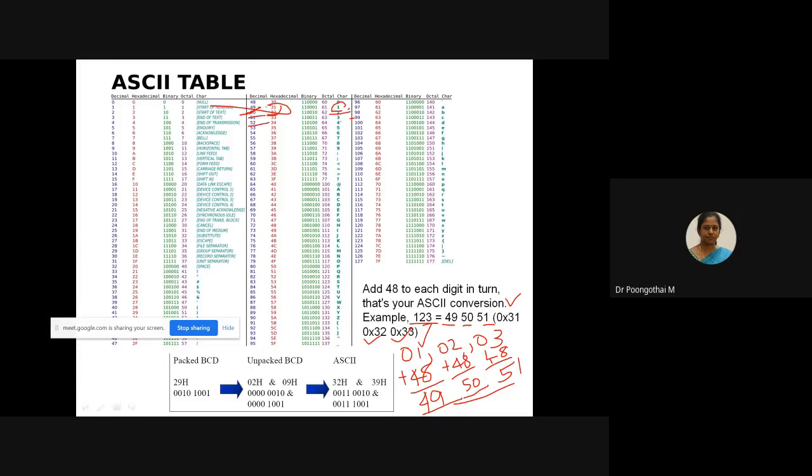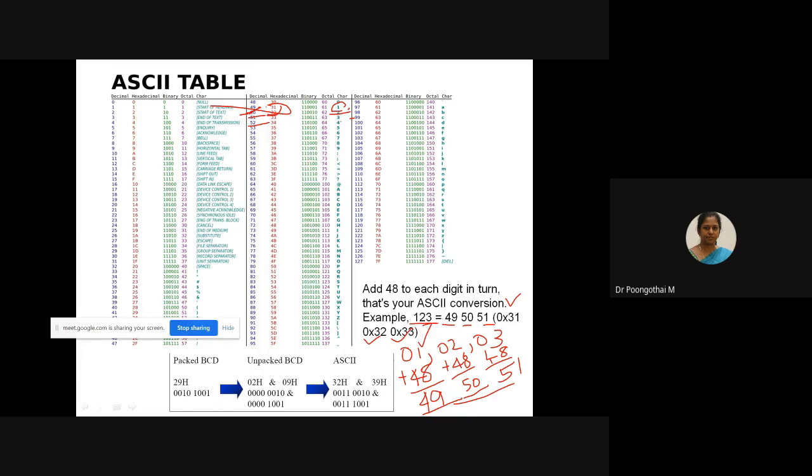In this way, we have to convert decimal numbers or hexadecimal numbers into ASCII. If the number is a decimal number, you have to add 48 to the digit. Otherwise, if the number is hexadecimal, you have to add 30 to your hexadecimal number.